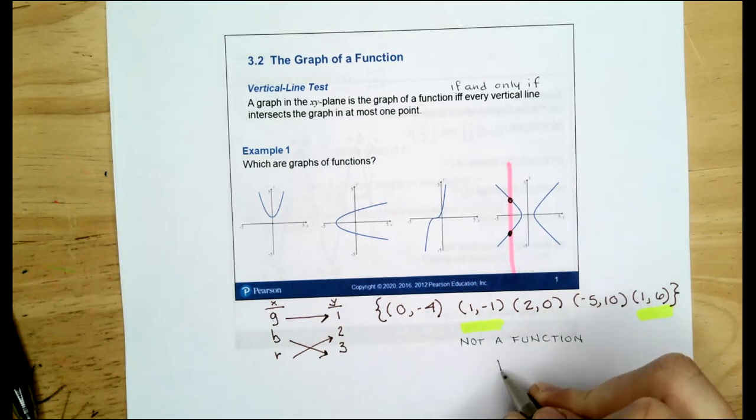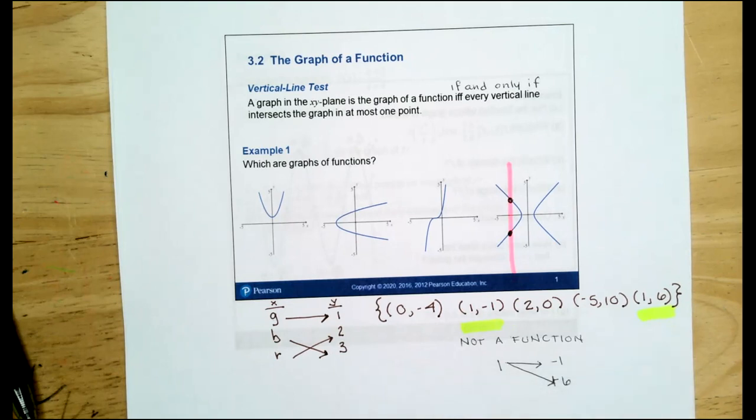So on a mapping, it would look like this. 1, and here's -1, and here's 6. Oops, positive 6. 1 is going to map to -1, and 1 is going to map to 6. That is a problem, okay?